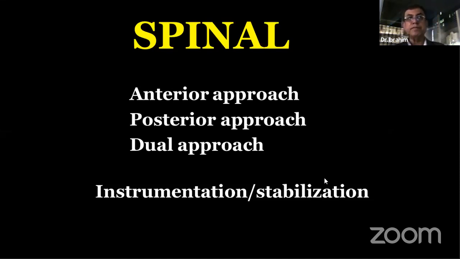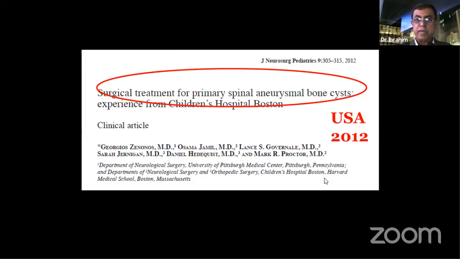And in the spine, you can do whatever approach you like, anterior approach, posterior approach, or both. Excise the lesion in the way we mentioned, radical excision or curettage and bone grafts, and then you may need to do instrumentation for stabilization. This is a paper from the USA, from Children's Hospital in Boston, Harvard, summarizing their experience in children. Remember, this is a disease of childhood and early adulthood.